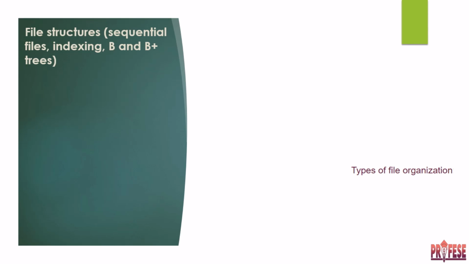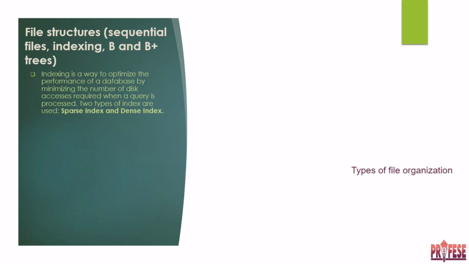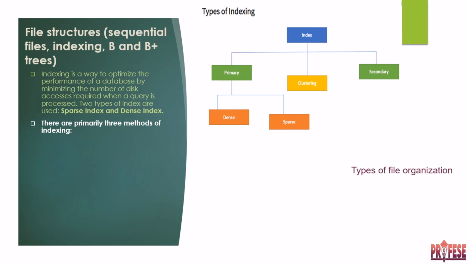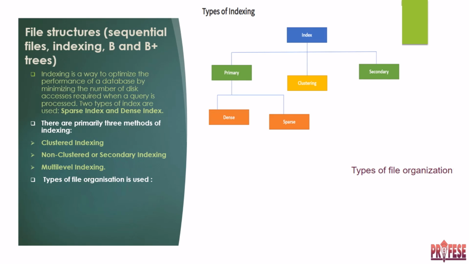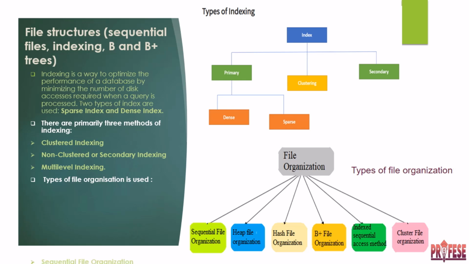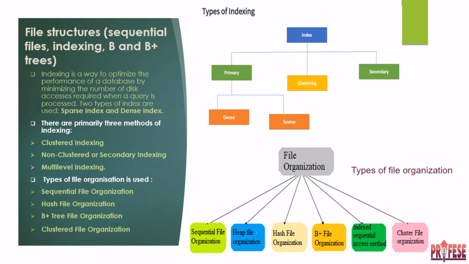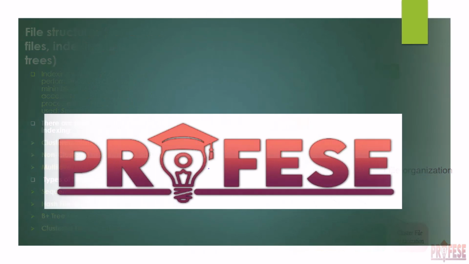To control concurrency. File structures, sequential file, indexing, B and B plus tree. Indexing is a way to optimize the performance of a database by minimizing the number of disk accesses required when a query is processed. Two types of indexing are there: sparse and dense. There are primarily three index methods used: clustered indexing, non-clustered indexing, and multi-level indexing. Types of file organization used: sequential file organization, hash file organization, B plus tree, and cluster file organization.